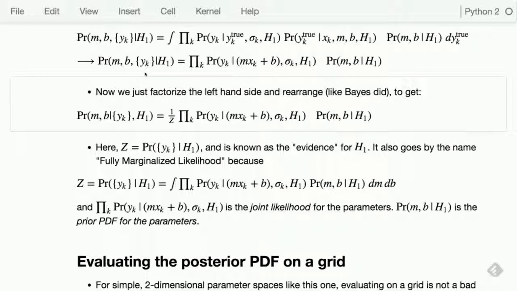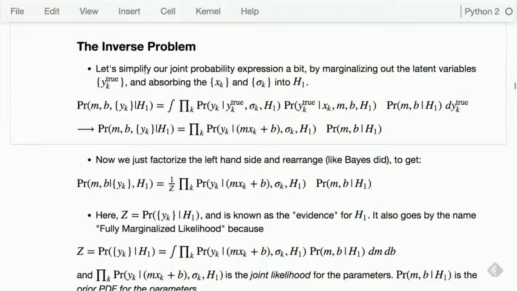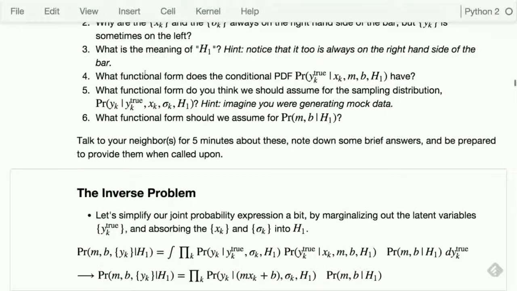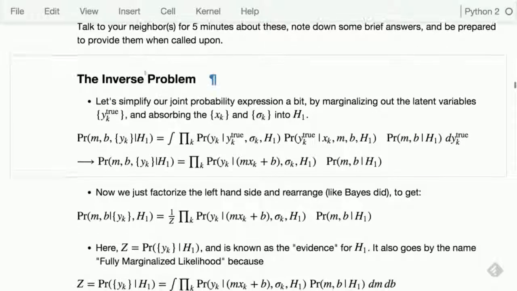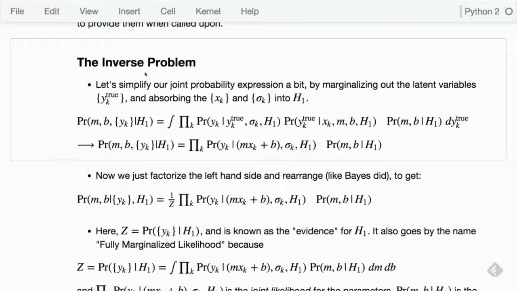I have a question. Yep. At the top, you write that you're absorbing xk and sigma k into H1. Oh yes, I did say that. Yep. I'm absorbing xk and sigma k into H1. And yet in some of the givens you have sigma k and H1 separately. Yep. That's a typo that I have, so sigma k's and hk.